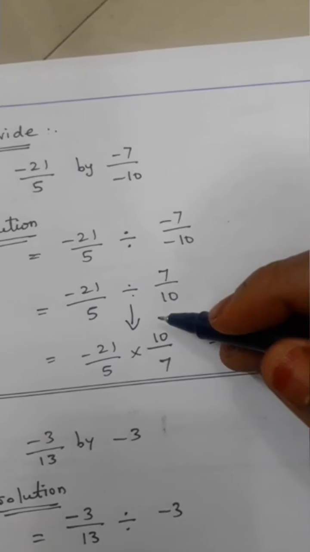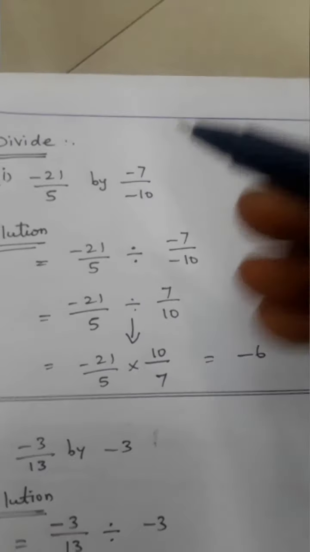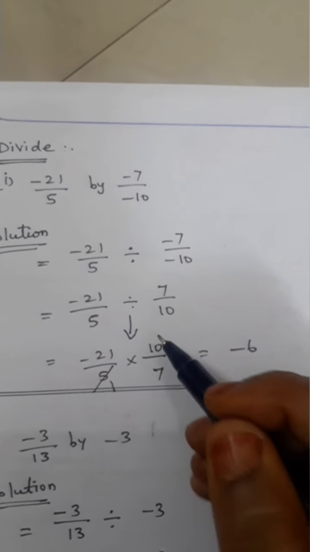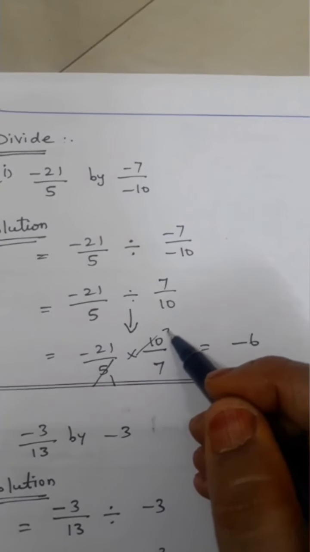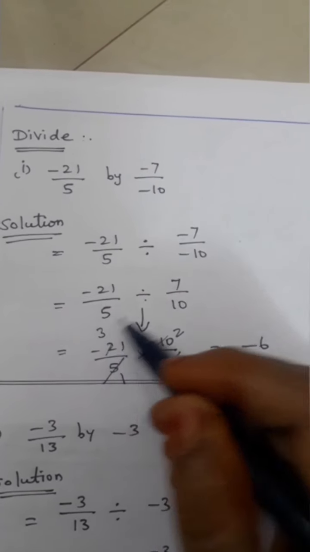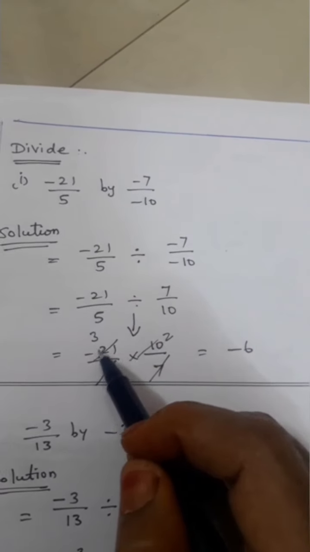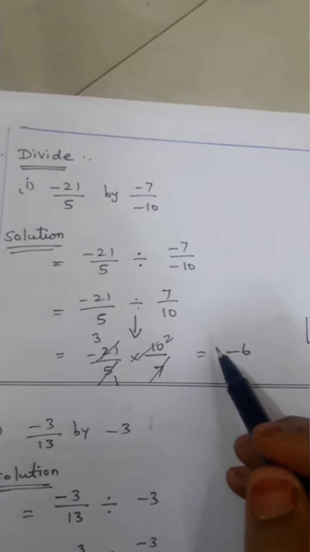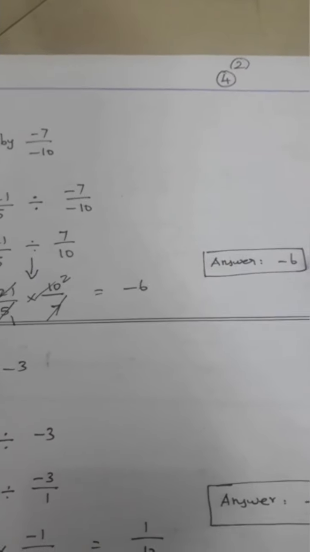So how to write 7 by 10? 10 by 7. 1 5 is 5. Use a pencil and strike out. 1 5 is 5. 2 5s are 10. 1 7 is 7. 3 7s are 21. So now what is the number? 3 into 2. 3 2s are 6. Write the one minus symbol. So the answer is minus 6. Give a neat presentation and write.